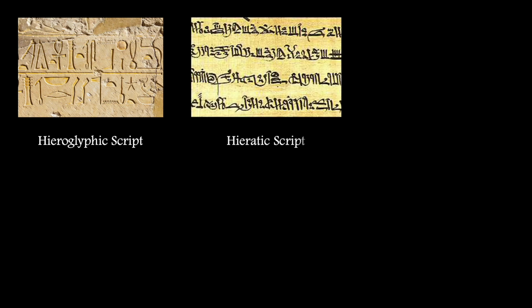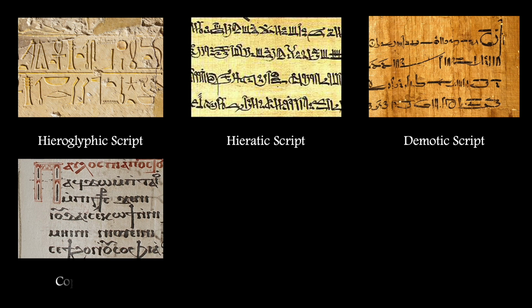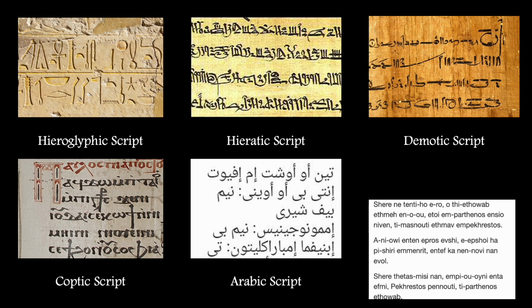While most of us are familiar with the Egyptian hieroglyphic script, this was by no means the only script used to write Egyptian. In this video, we will briefly analyze the evolution of the Egyptian language and its written scripts, from the hieroglyphic script to the Hieratic, to the Demotic, to the Coptic, Arabic, and finally the Latin script.